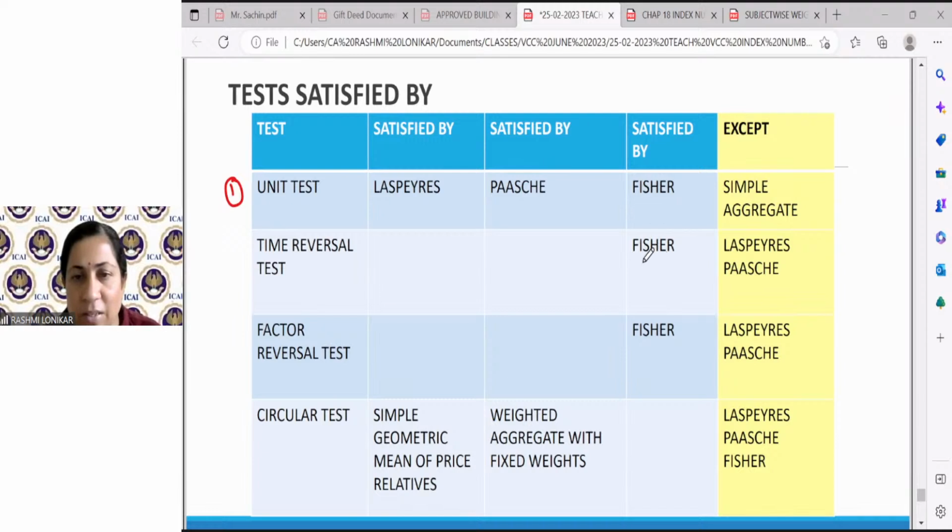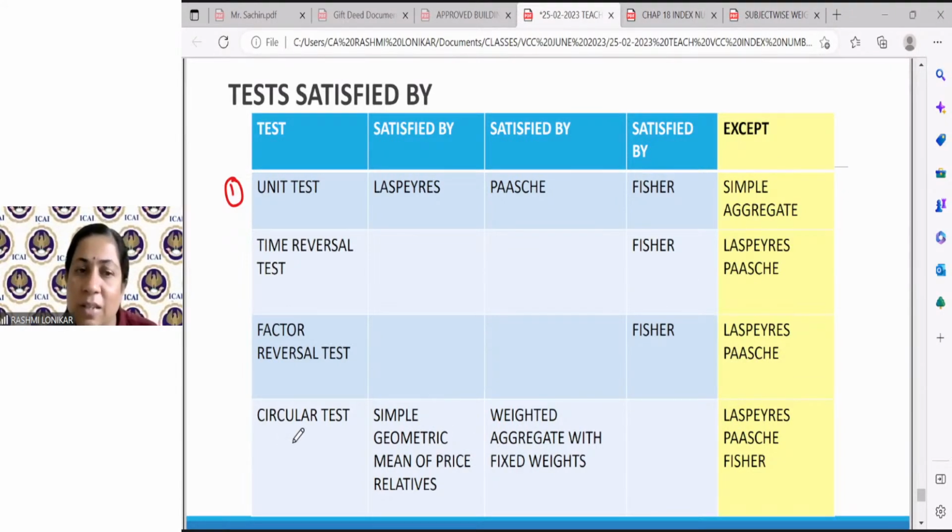Only Fisher satisfies it. Laspeyres and Paasche do not satisfy it. Factor reversal test. As we already know, that is why Fisher is called the ideal index, because it satisfies both the time reversal as well as the factor reversal. But Laspeyres and Paasche do not satisfy.